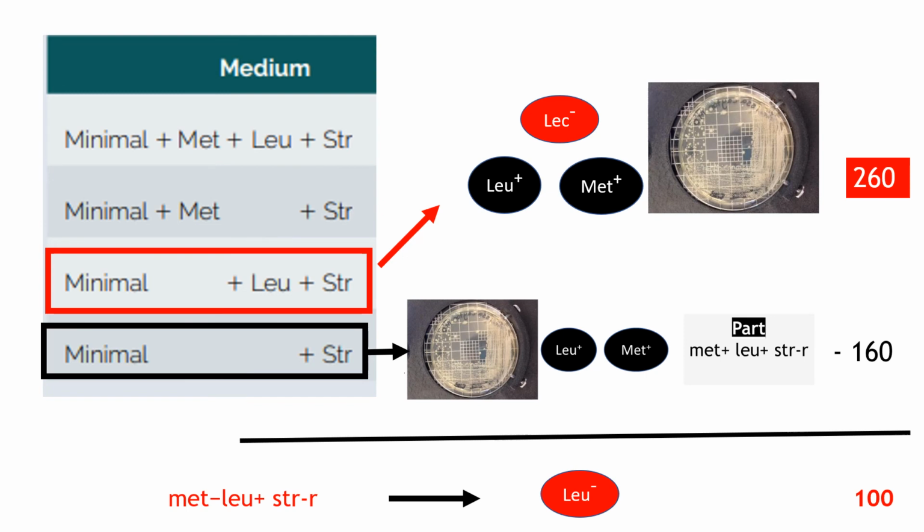Okay, so now let's try to do it using schematics again. In this plate, we will have not only the leucine negative, but also these ones that we don't need, that would give us the wrong amount of colonies. How do we remove them? By subtracting. It will be 260, which you can see here, minus 160, and in this way you get 100. Now the next step, as I said, is to find the percentage.